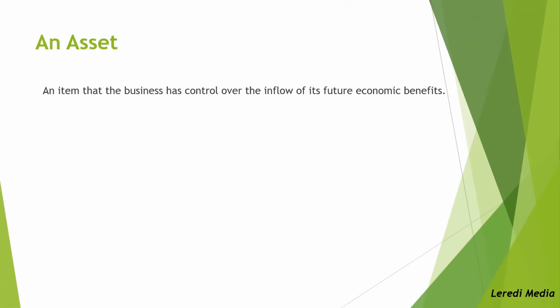Now let's look at the definition of an asset. What is an asset? It is an item that the business has control over the inflow of its future economic benefits. So in a nutshell, if I have something that I am controlling right now and I utilize that something so that I can get future economic benefits in the form of revenue, then that particular item is an asset.